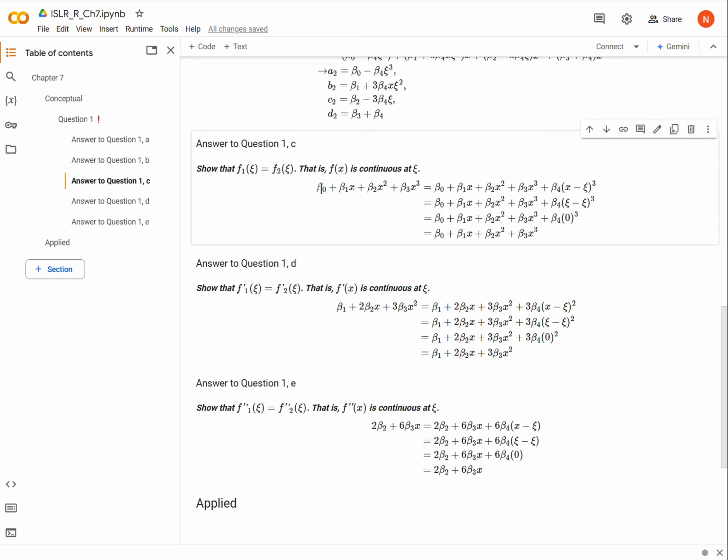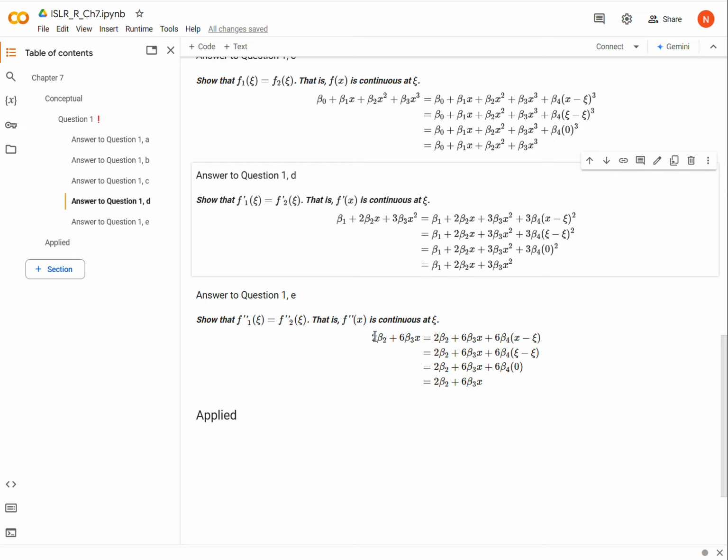Now if we take the derivative of f1, we get this. If we take the derivative of f2, we get this. Again, setting x equal to xi, which I'm only doing for this last term although technically it should be for all of them, we see the final term drops out, and we get that f2 at xi equals f1 at xi. We continue the pattern with the second derivative, which is the derivative of the first derivative. We run through that, set x equal to xi, the final term drops out, and we get f2 equals f1. Okay, we'll call that good.